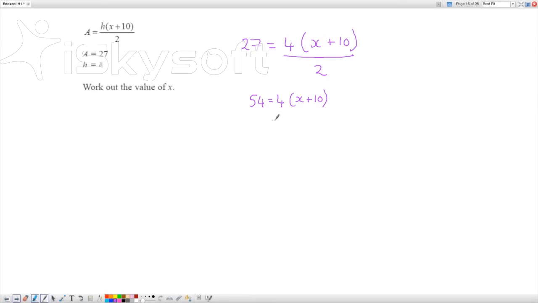Next step, expand the brackets by multiplying. 54 equals 4x plus 40. Finding our x on our own, subtract 40 from both sides. We have 14 equals 4x. We don't want to know what 4x is, we want to know what 1x is. So dividing through, 14 divided by 4 is the same as 7 over 2. Half of 7 is equal to 3.5. So our value here for x is 3.5.